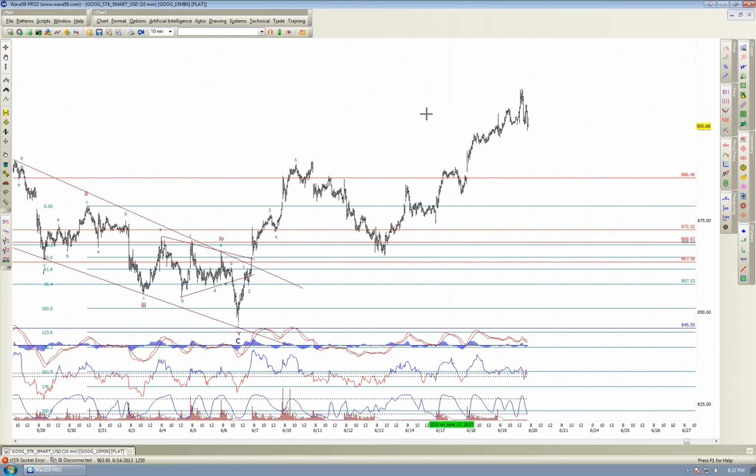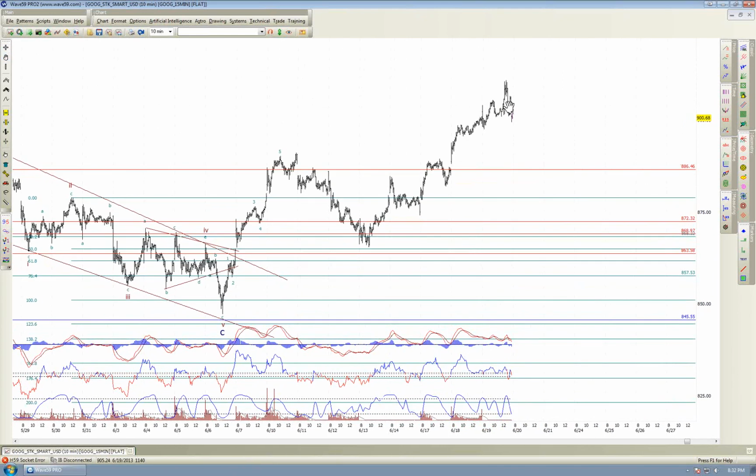I exited my Google trade actually yesterday when I was trying to reduce my exposure going into the FOMC day. So I got out of Google near the close of yesterday. So I'm flat Google right now and really not interested in trading Google unless I see some sort of ABC decline here on positive divergence. Then I might try long again. Or I see a 5-wave structure down, 3-wave retrace back up, then I might try short.